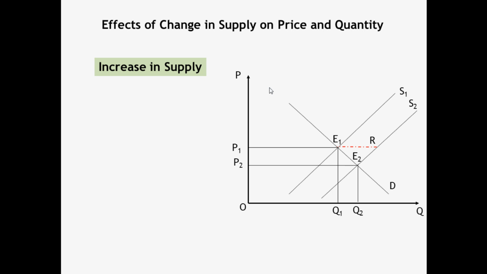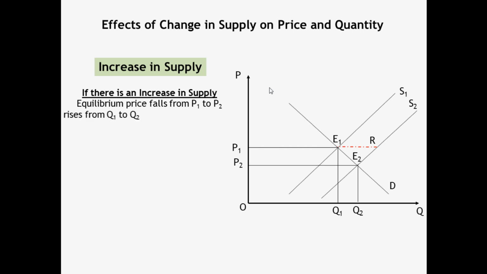Clearly, due to the increase in supply, equilibrium price falls from OP1 to OP2 and equilibrium quantity rises from OQ1 to OQ2. Therefore, we can conclude that if there is an increase in supply, equilibrium price falls and equilibrium quantity rises.